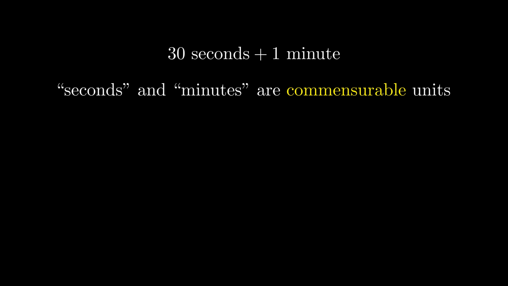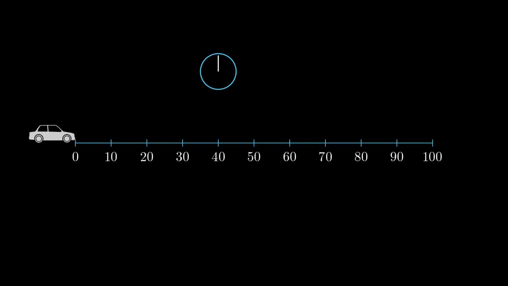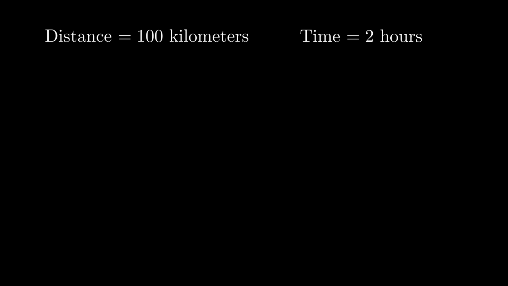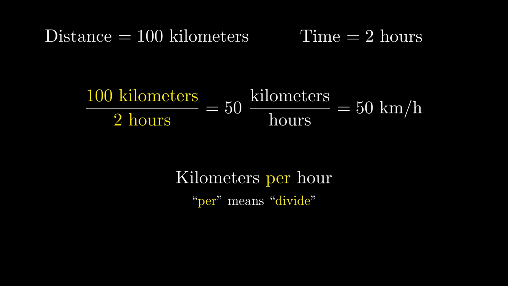However, this isn't always the case. 3 meters plus 20 seconds is nonsense and cannot be combined, in the same way that 3x plus 20y cannot be simplified. These units would be called incommensurable, because one measures length while the other measures time. How do we describe speed? If my car travels 100 kilometers in 2 hours, we divide these values to get that the speed is 50 kilometers per hour. The word per literally means divide.